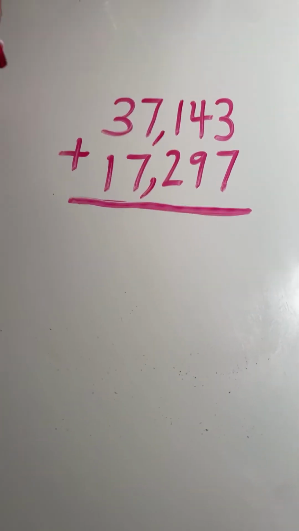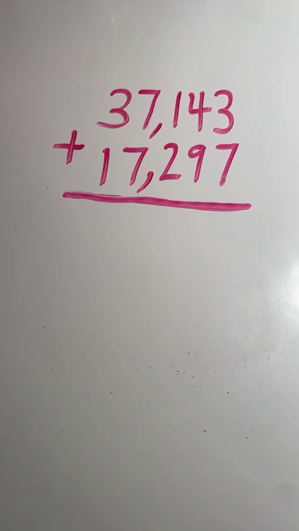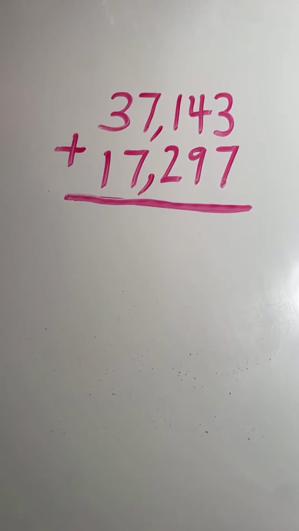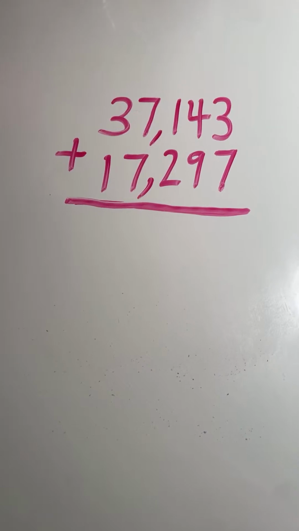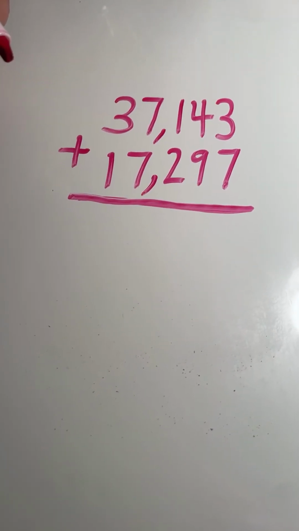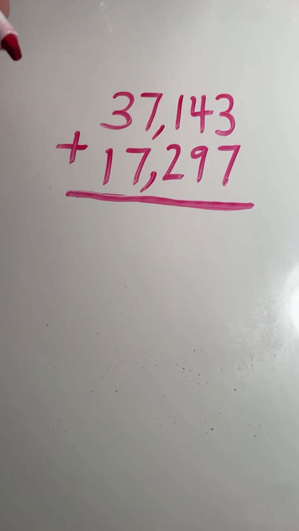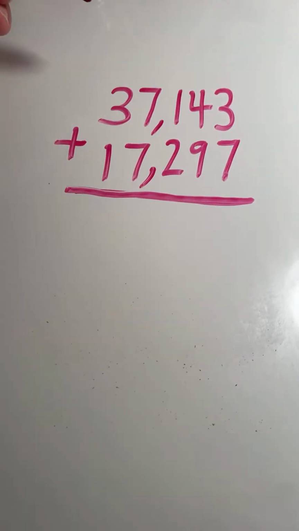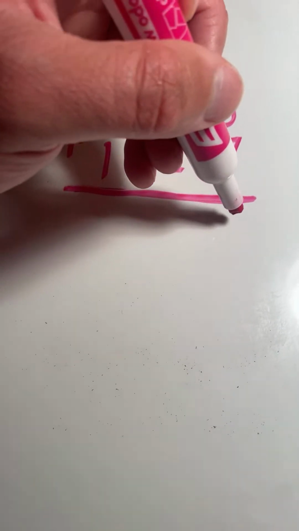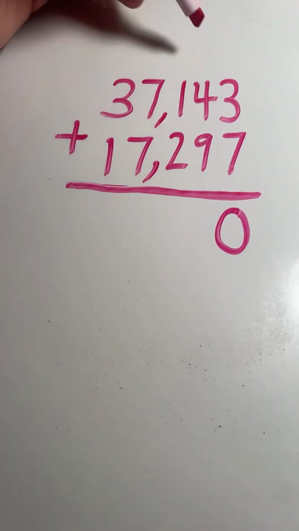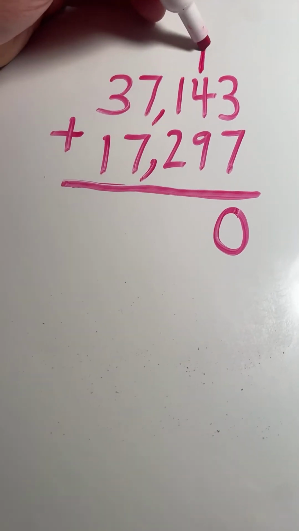All right, our next example problem is 37,143 plus 17,297. So we're going to start in the ones place. We always start in the ones place with multi-digit addition. We're going to start by adding 3 plus 7. 3 plus 7 equals 10. We regroup because whenever our sum's 10 or more, we got to regroup. So the 0 in 10 goes in the ones place. The 1 in 10 gets carried over to the tens place.